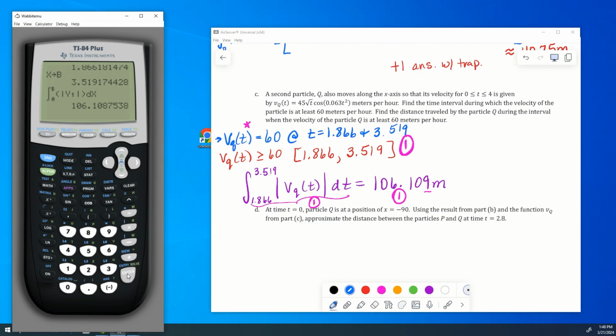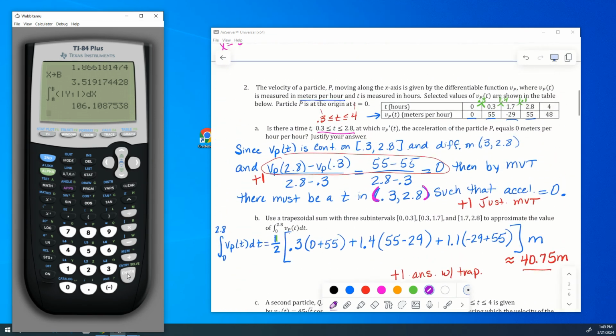So you have to kind of think through, all right, how am I going to find this? Well, I basically need to know their positions, because their positions are where they are on the number line. So let's work on particle P. Your writing doesn't have to be exactly like mine, but I'm writing it out so you can see what I did, and you need to make sure you label everything. The position of particle P at t equals 2.8, okay?